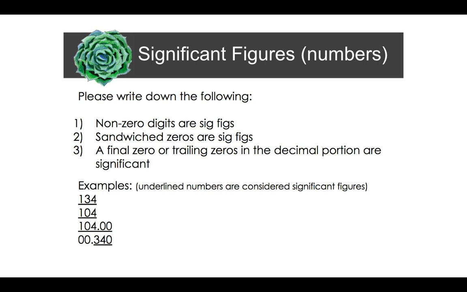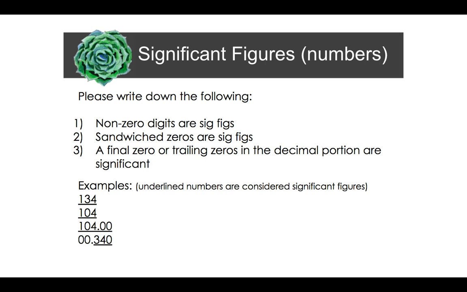First and foremost, non-zero digits are called sig figs, meaning any number that is not a zero will always be considered a sig fig or significant. Number two, sandwiched zeros are sig figs, meaning if a zero lands in between two numbers that are not zero, we are going to consider that zero significant and important. And finally, number three, a final zero or trailing zeros in the decimal portion of a number are considered significant.